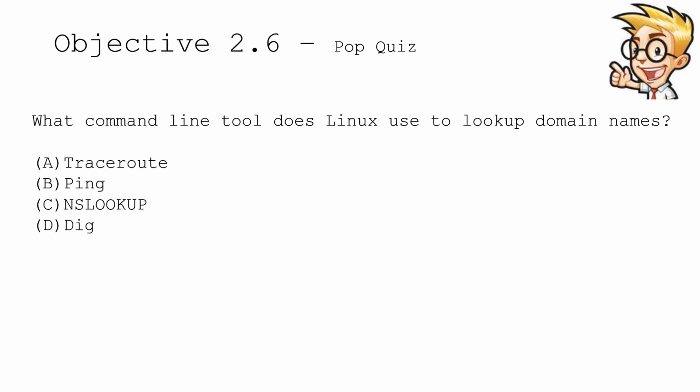Okay, we're at the end of Objective 2.5. Here's a pop quiz. What command line tool does Linux use to look up domain names? A. Traceroute, B. Ping, C. NSLOOKUP, or D. Dig? And the answer is Dig. Most Linux systems use Dig to find domain name system information.